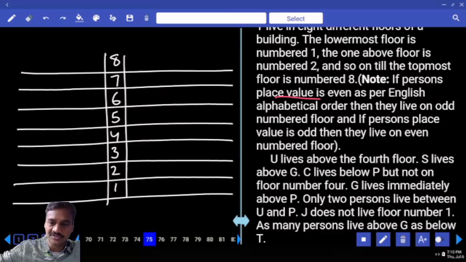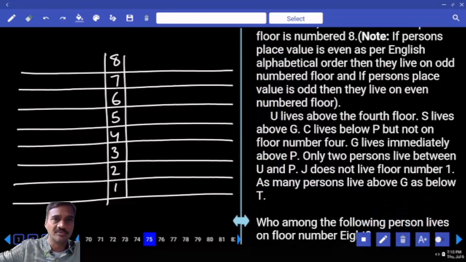If the person's place value is even, then they live on an odd numbered floor. And if the person's place value is odd, then they are living on an even numbered floor. Now follow here. A's place value is 1 and A cannot live on an odd numbered floor. A must live on an even numbered floor: 2, 4, 6, 8.